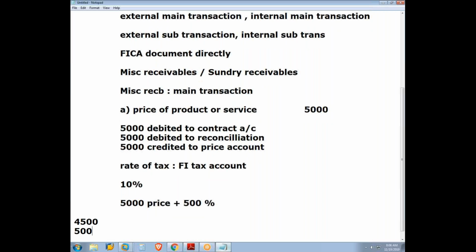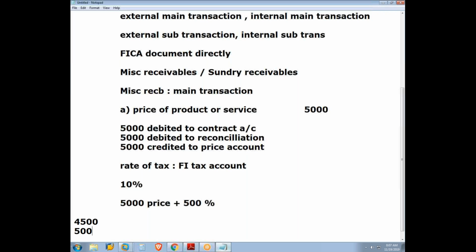So this 4,500 has to be credited to the price account. This 500 has to be credited to the tax account. The total amount the customer has to pay is 5,000, and that will be debited to the contract account. But while debiting the contract account, it has to determine what the reconciliation account is. So when you post a FICA document, only one account is posted.